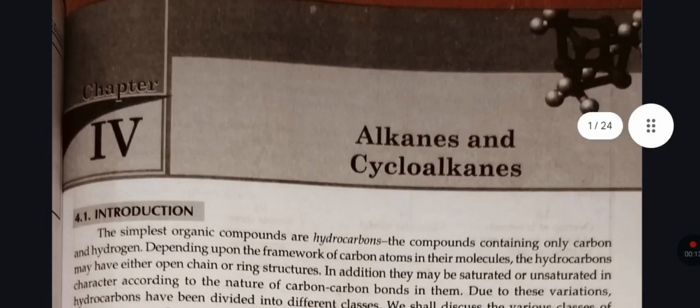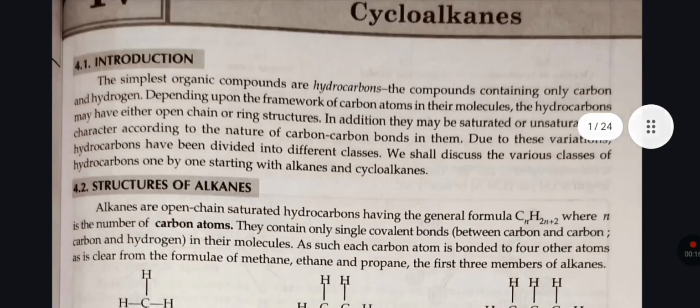Today we are going to start our chapter 4, that is Alkenes and Cycloalkenes of Organic Chemistry. Introduction. The simplest organic compounds are hydrocarbons, the compounds containing only carbon and hydrogen. Depending upon the framework of carbon atoms in its molecule, the hydrocarbons may have either open chain or ring structure.